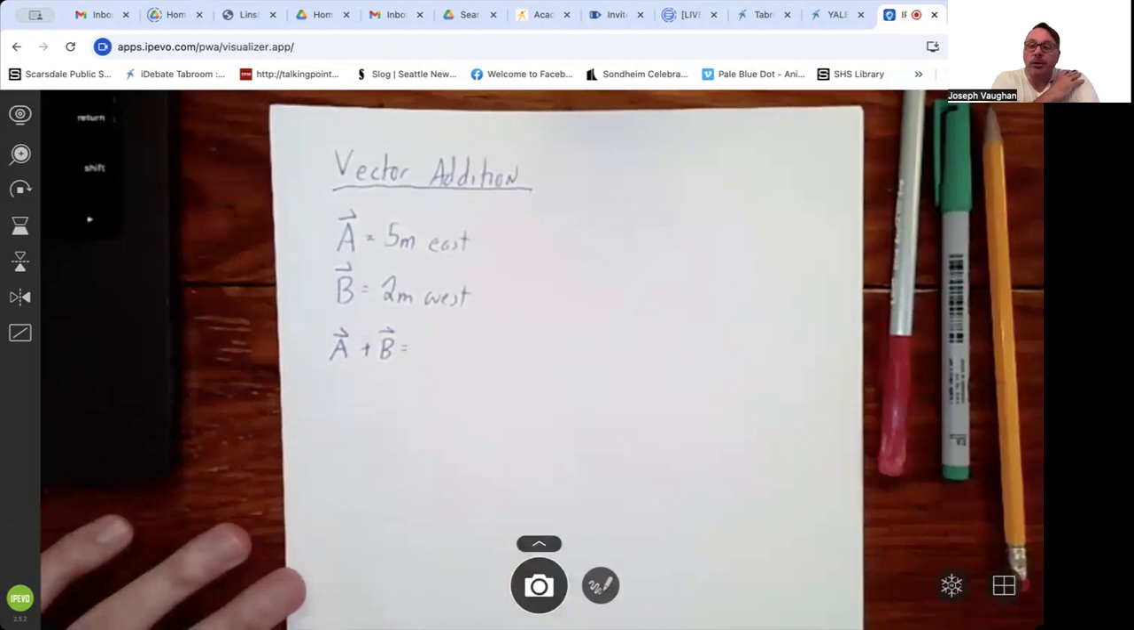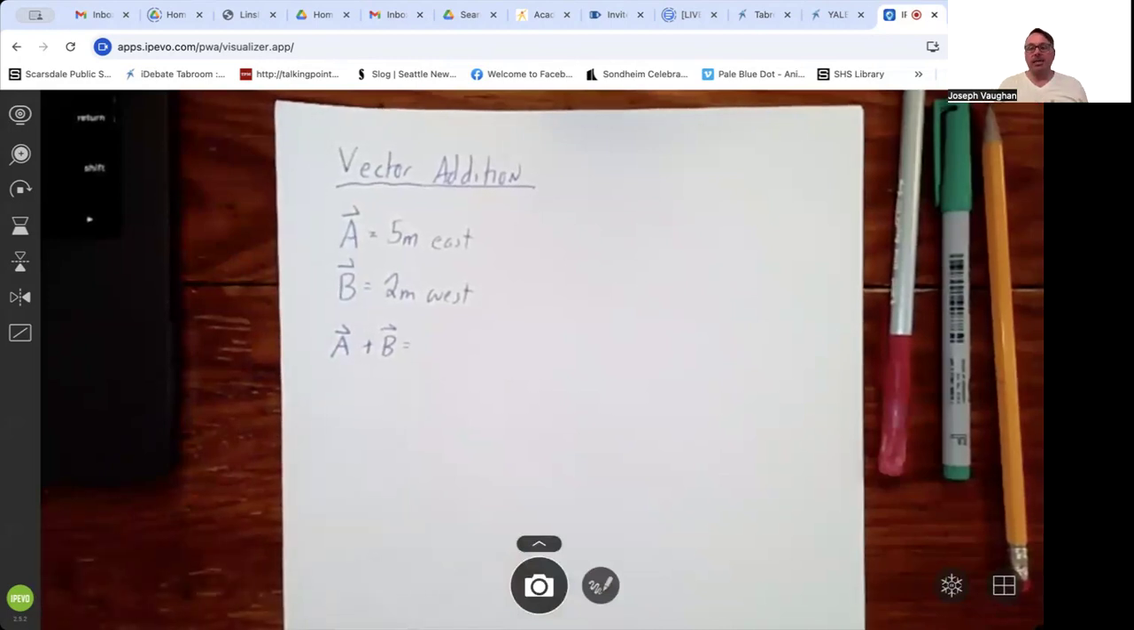Anyway, our first thing that we're looking at, I think everyone can do this in their head. If I were to say to you, walk 5 meters east and then walk 2 meters west, and I say, where are you with respect to where you started? I think people would comfortably answer the question, I am 3 meters east of where I started.